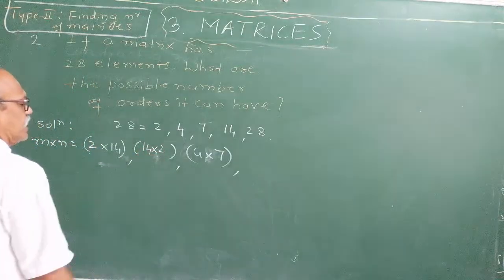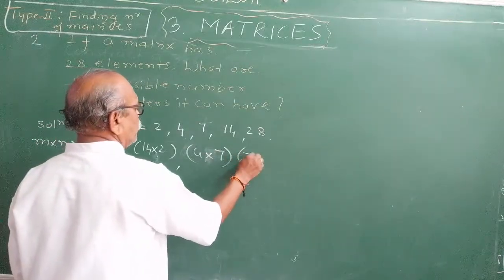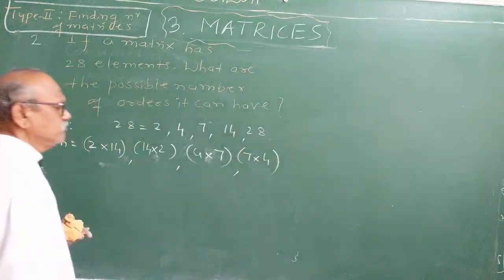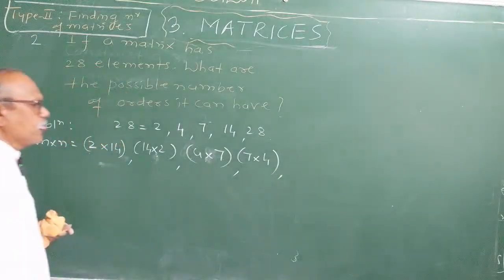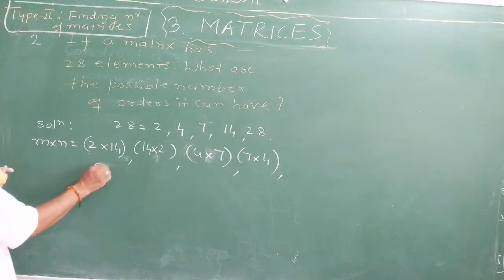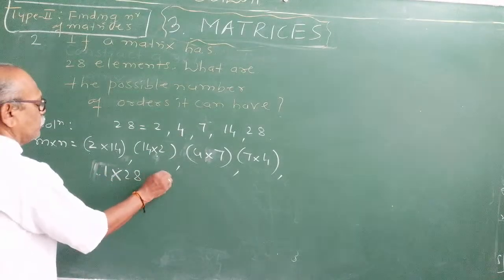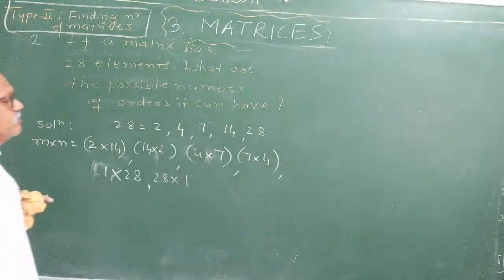14 by 2 is the second possibility. 4 by 7 is the third possibility. 7 by 4 is another possibility. Check. And 1 into 28: 1 by 28 is another possibility, and 28 by 1 is another possibility.